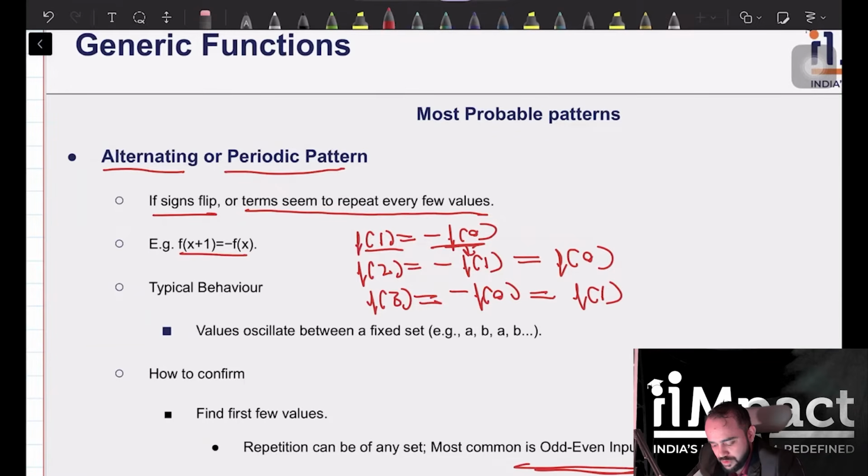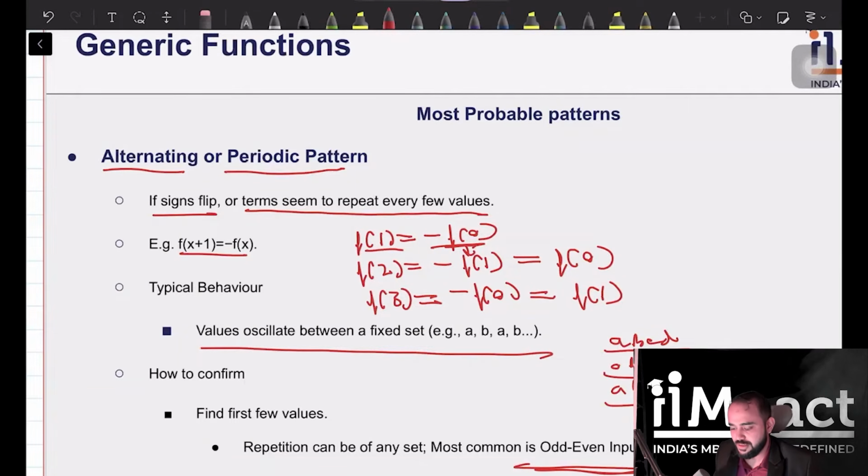Alright, so values will oscillate between a fixed set A, B, A, B, A, B, or it could be A, B, C, D, A, B, C, D, A, B, C, D. Where have you seen patterns like this? Number system, tell me. Unit digit. That is correct. Alright.